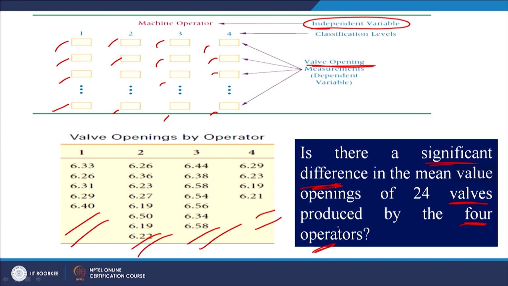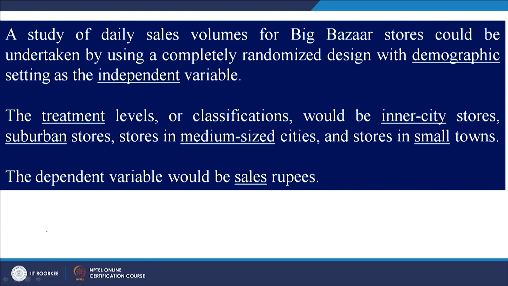So, this is an example, right, of an independent variable, and what would be the dependent variable, by the way? The independent variables are the 4 different operators, right. The dependent variable is nothing but these diameters, right. Okay. So, let us look at one more slide.